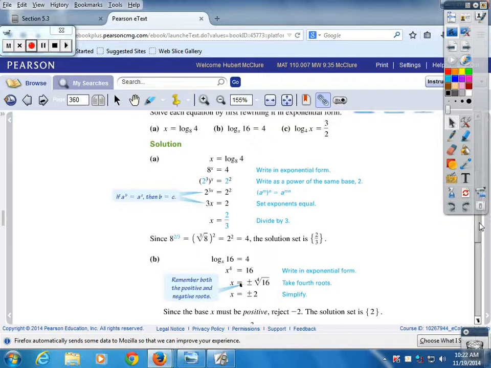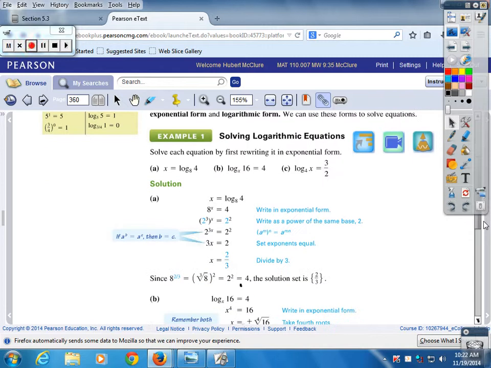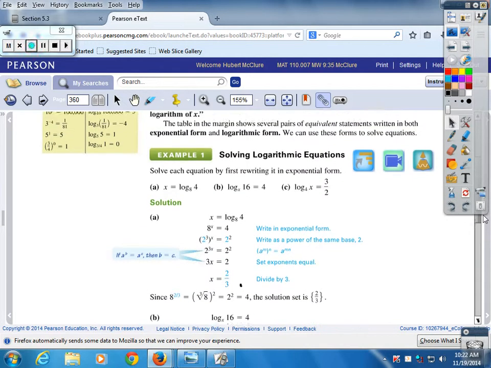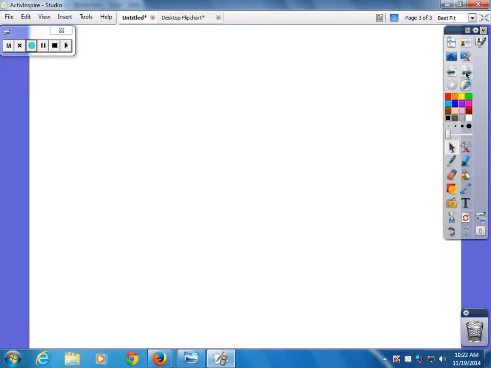All right, let's do the other one, and then let's do one that looks complicated, which is going to be what? C. Do C. Log base 4 of x is equal to 3/2. Log base 4 of x is equal to 3/2.